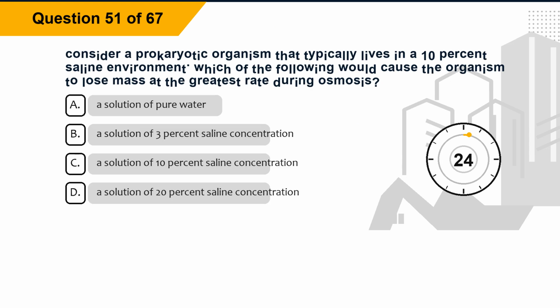Question 51. Consider a prokaryotic organism that typically lives in a 10% saline environment. Which of the following would cause the organism to lose mass at the greatest rate during osmosis? Option A, a solution of pure water. Option B, a solution of 3% saline concentration. Option C, a solution of 10% saline concentration. Option D, a solution of 20% saline concentration.